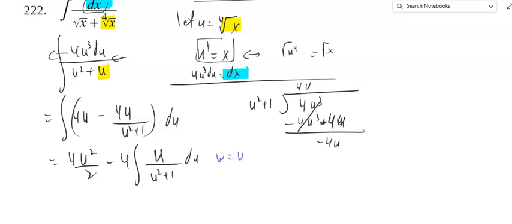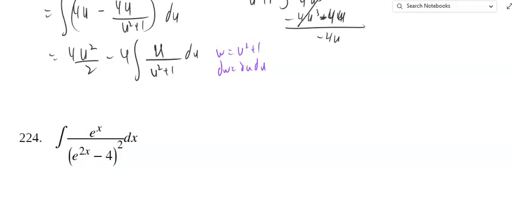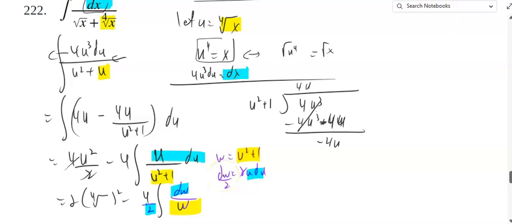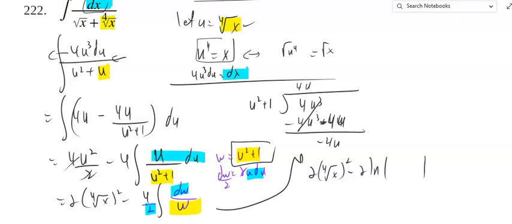Let w equal u squared plus 1. dw is 2u du. We know this is twice u squared. There's my u. There's my du. So u was the fourth root of x. I'm looking at twice the fourth root of x squared minus twice natural log of w. w is u squared plus 1, and u is the fourth root of x, so squared plus 1. And there it is.